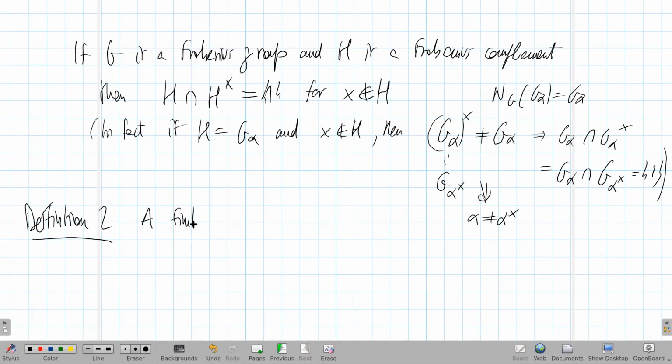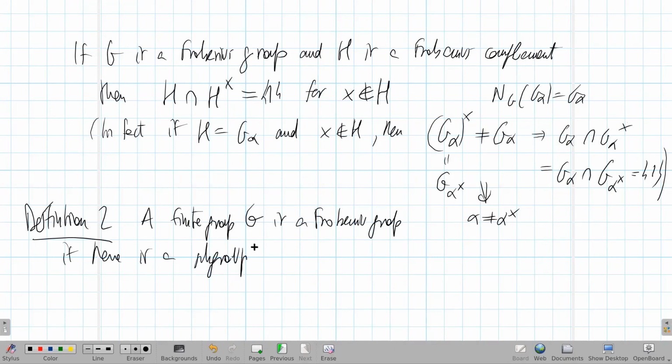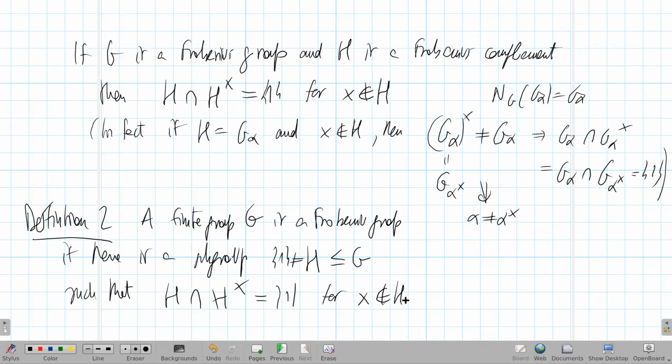A finite group G is a Frobenius group if there is a subgroup H different from 1 of G such that H intersect H^x equals 1 for x not in H. Well, this actually works even for infinite groups, but we'll stick to the finite case for the sake of characters.